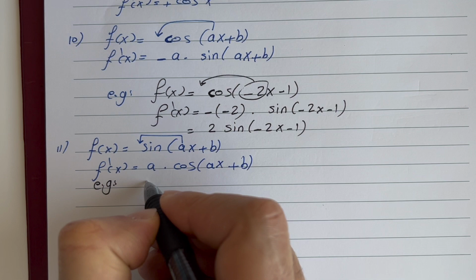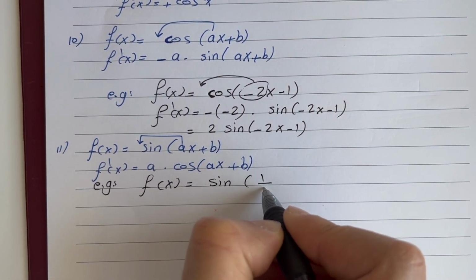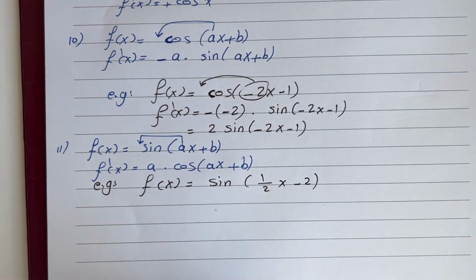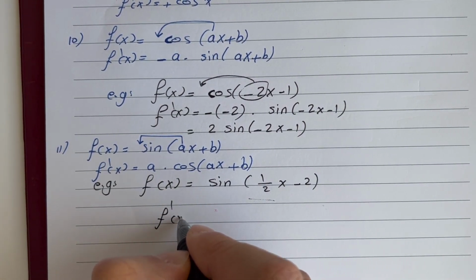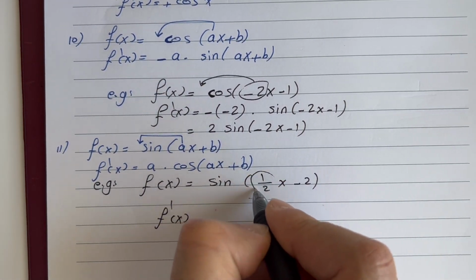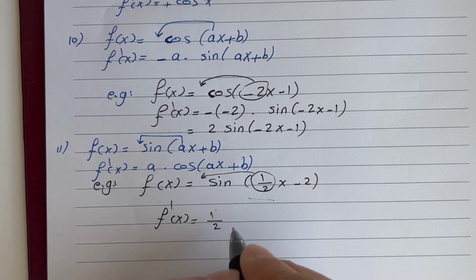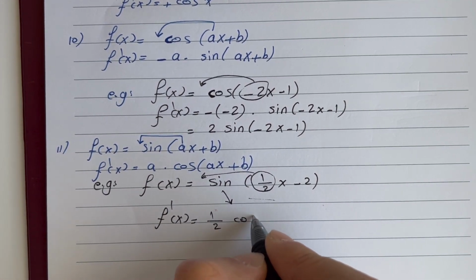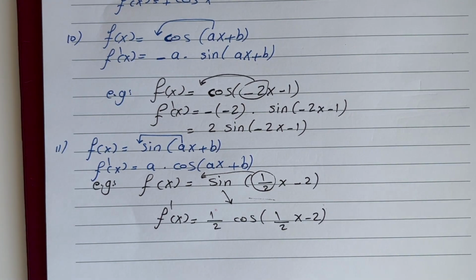Example. What if I have sine half x minus 2? This is a linear function. So the derivative would be, take this number a before x, put it outside, half, and change sine to cosine, and leave the angle as it is, half x minus 2. Angles are holy in math, don't change them.